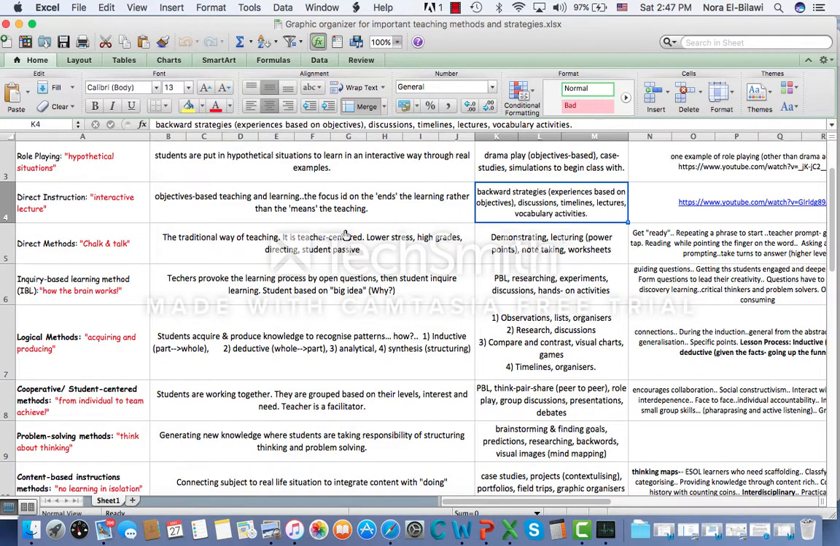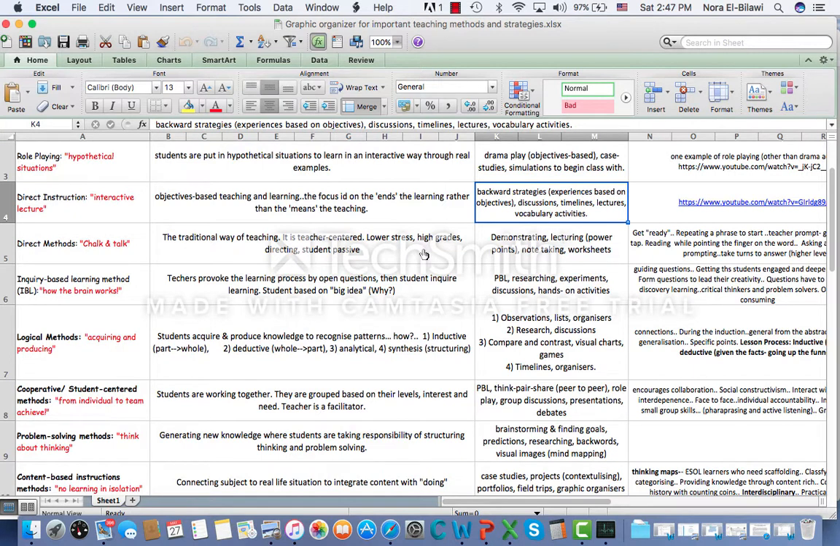So where does this belong? This method belongs to which approach? Correct, to the behaviorist approach.